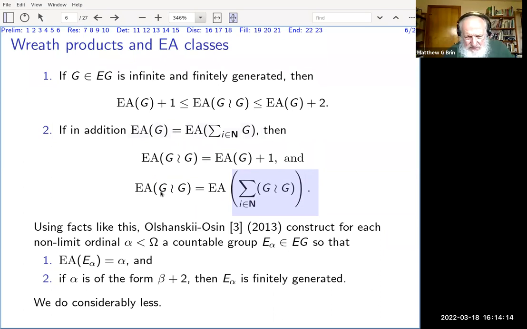Olshanskii and Osin used facts like this to construct, for every non-limit countable ordinal, a countable group with that EA class. And if that non-limit ordinal was in fact at least some ordinal plus 2, then the group they constructed is finitely generated. And we do considerably less. As I said from the first slide, epsilon naught will be the cap of everything that we do. And we will see that in a minute.